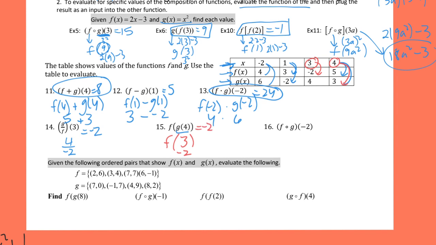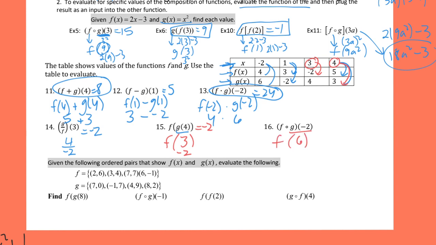So the input's on the top and the result is on the bottom. F of G of 4 means evaluate 4 as an input, get 3 as an answer. Take that 3 and plug it as an input into F to find out your resultant answer is negative 2. Okay, G of negative 2, and that's going to give us 6.